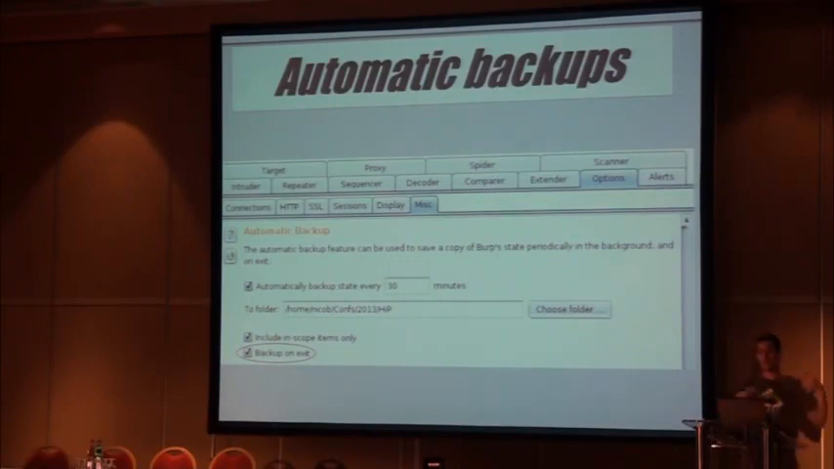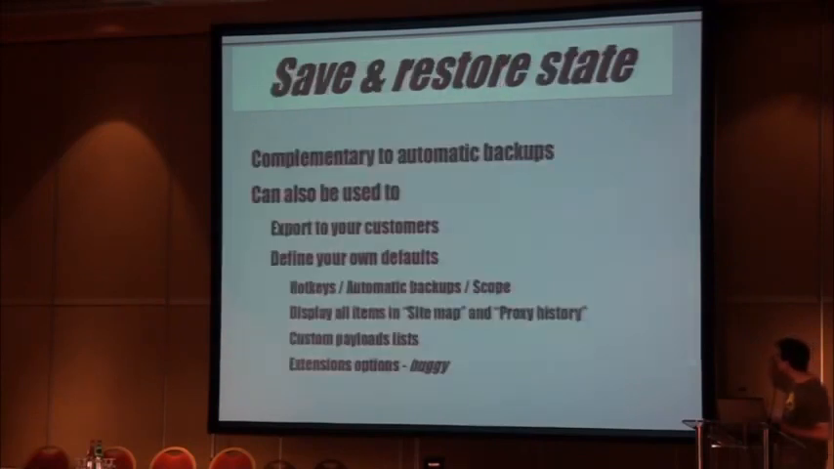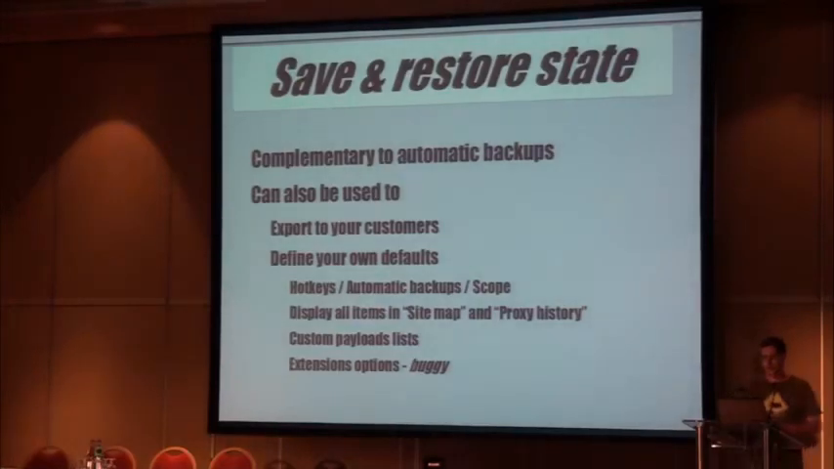So in option MISC, you have the automatic backup configuration. Just define it: every 30 minutes, I want an auto backup. I want to store it in this folder, so files are time-stamped, so you have no way to overwrite previous data. And of course, you need to check backup on exit. This way, even if you are very, very tired and you close your Burp by mistake, you will still have your state, written to the file, and you can reuse it later.